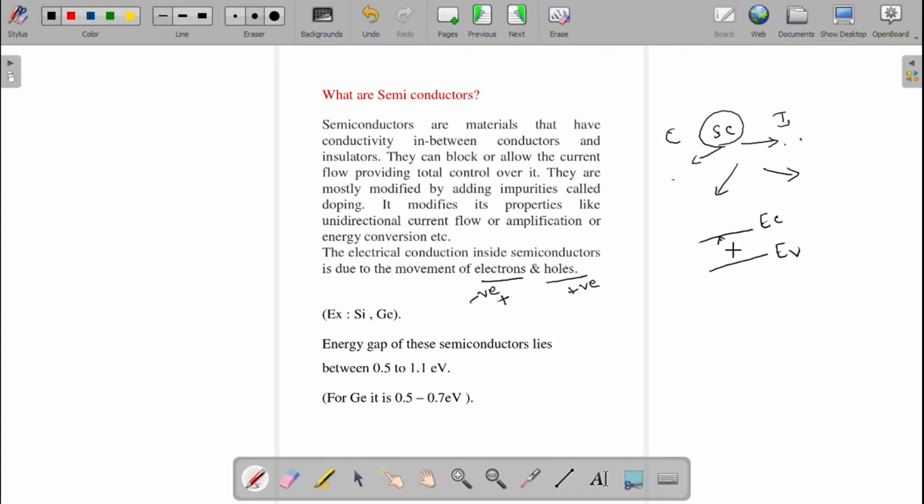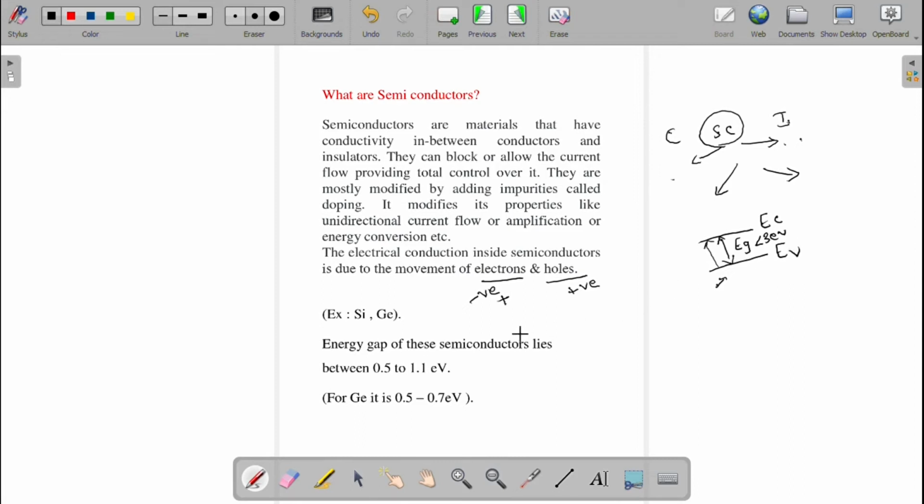Here the energy gap is less than the insulator. So the energy gap is less than 3 electron volt. So if you supply the energy, the electrons in the valence band go to the conduction band. So conductivity is possible because its energy gap is less than 3 electron volt, right?